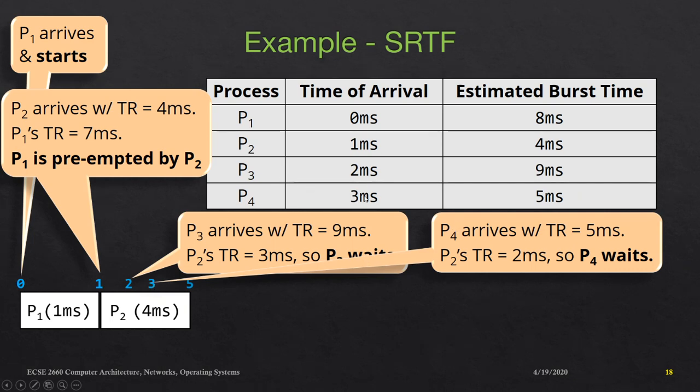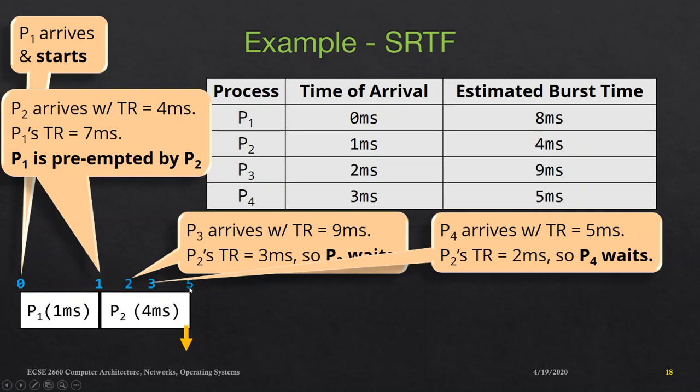At 3 milliseconds, P4 arrives with a time remaining of 5 milliseconds. At that time, P2's time remaining is 2 milliseconds. So P4 also will have to wait. So no more new processes are coming in.